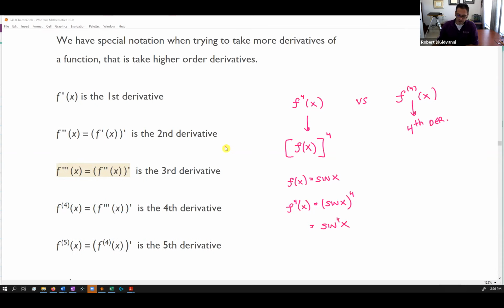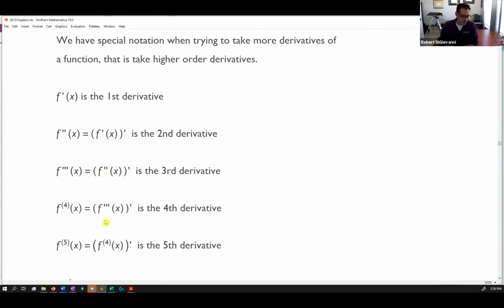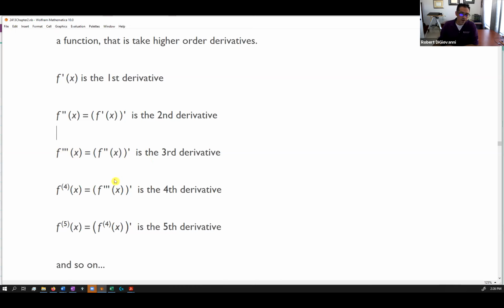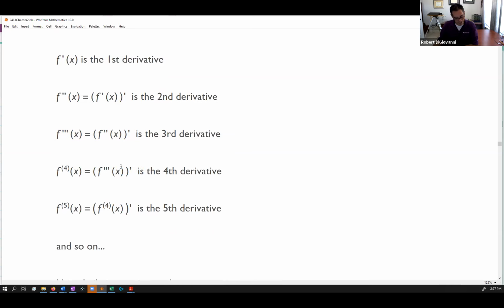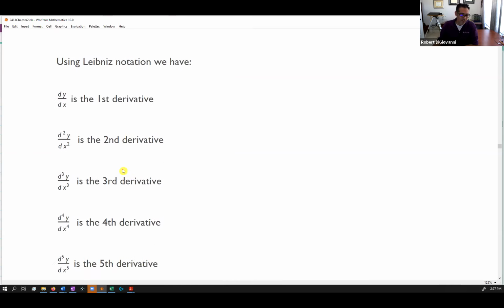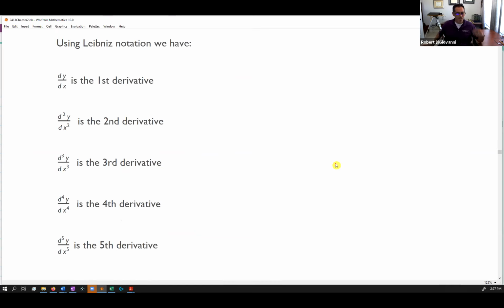Now, this notation right here that I'm showing you, this notation for first, second, third, fourth derivative, is all the notation we use when we're using Newton's notation. Leibniz had his own notation. So here's the way Leibniz notated first, second, third, fourth, fifth derivative. And I have to unfortunately point something out here too, so that you're careful. So the first derivative we know is dy/dx. Okay, I told you that already.